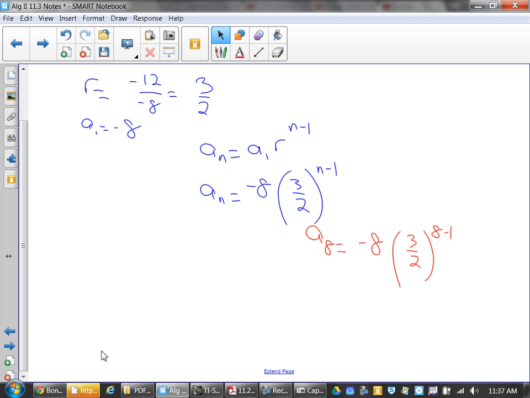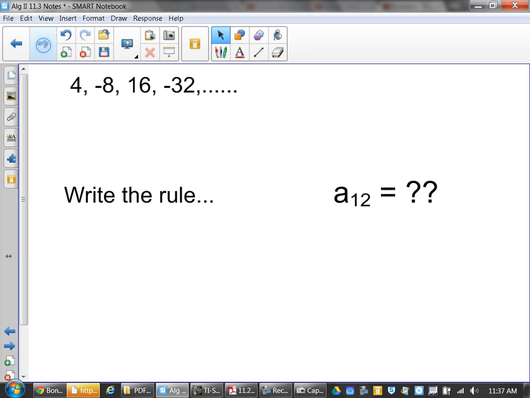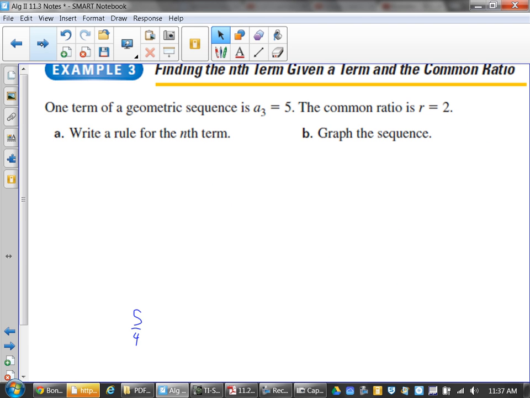So, as you guys can see, this is a very easy process to work with, especially when you're given the sequence. Well, it's not always fluffy bunnies and cupcakes. Sometimes you're given a specific term within the sequence. Very similar to what we did the other day, right?